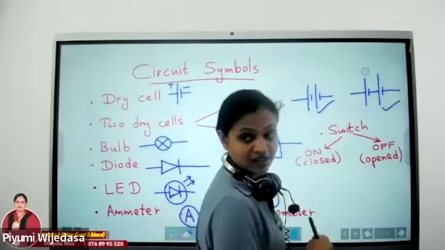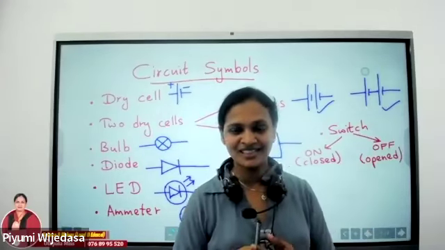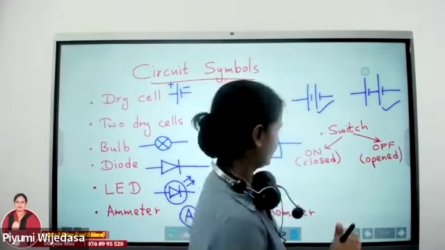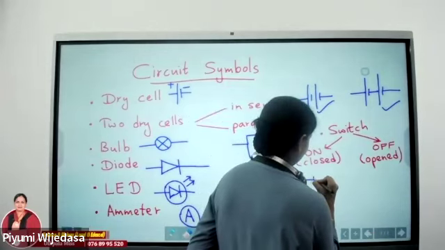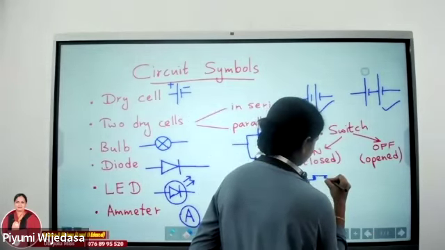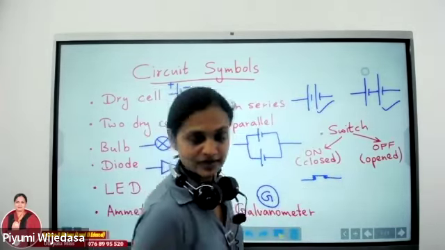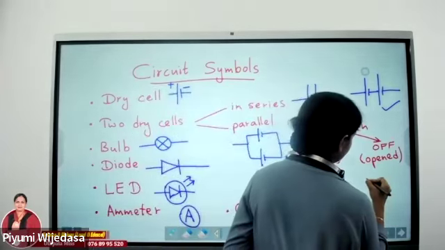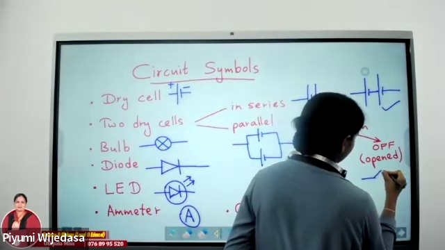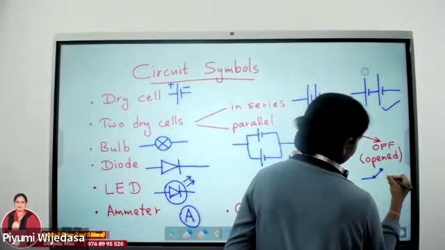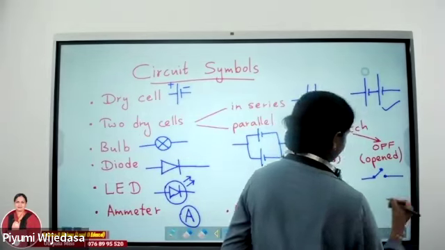The switch is on. On means the circuit is closed, so you have to draw it like this. Then switch off means the circuit is open. Switch is open, so you have to draw it something like this.